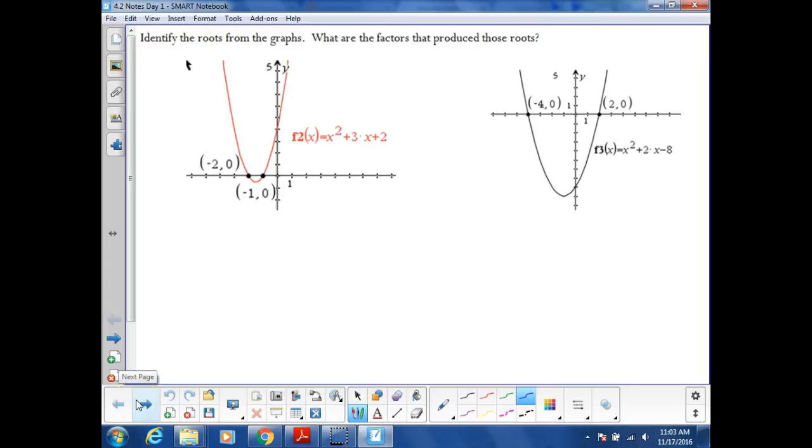So, in the first one, what do we have? We have x-intercepts. What are the x-intercepts? -2, 0 and -1, 0. Okay. What also are those? Those are the roots, zeros, solutions, right?